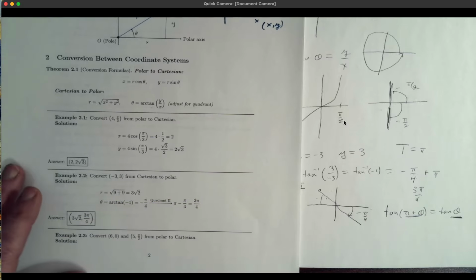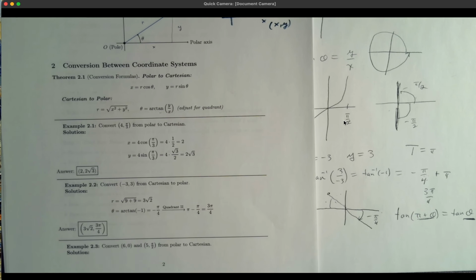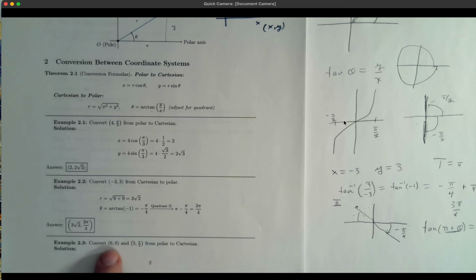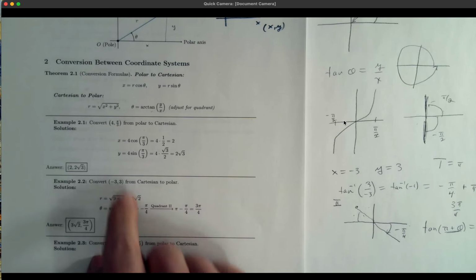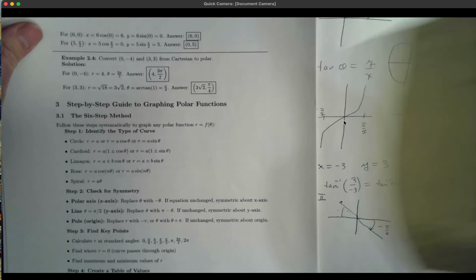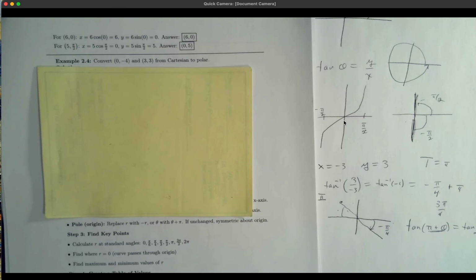Okay. Here's one for you to try yourself. Convert 60 and 5 pi over 2 from polar to Cartesian. So you are given that these are in polar. 60 is r and 5 pi over 2 is theta. See if you can convert these to Cartesian. That should be easy, right? You're just basically using this formula over there. All right. And another quick example, you can pause the video if you like and try it out. Convert 0, negative 4, and 3, 3 from Cartesian to polar.